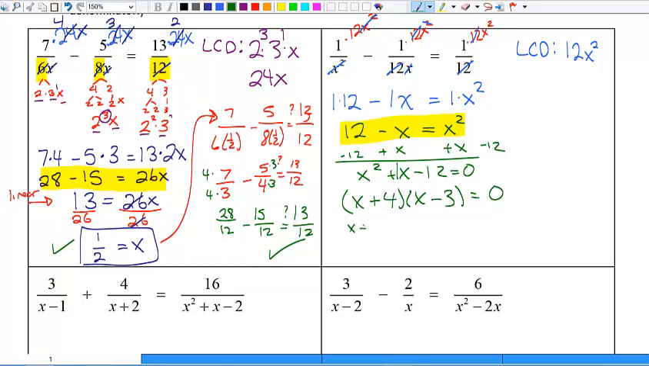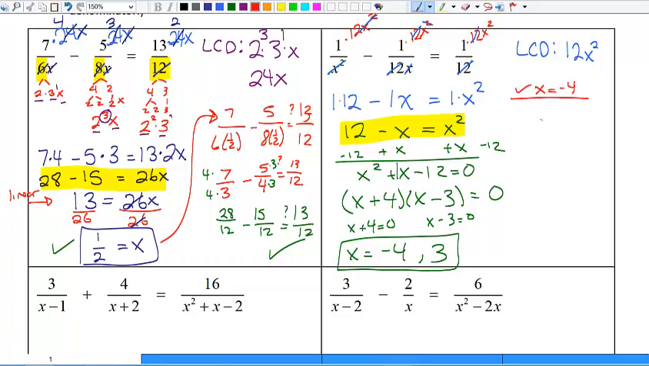I set each of those factors equal to 0 to solve. So I'm getting x is -4 and +3. Those are my two potential answers, potential because I have to check them. Now, let's check only the shortcut way. If I plug -4 into all of the denominators, really all I care about is the denominators. Is this equal to 0?